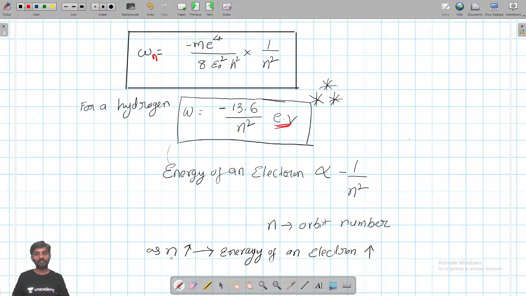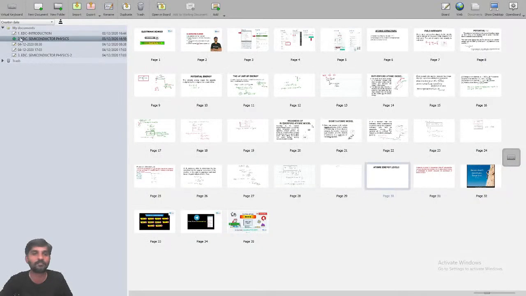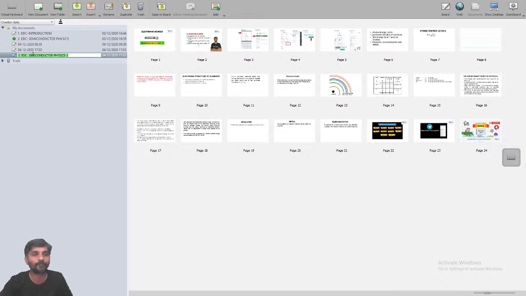So as the n value increases, the energy of electron increases. What it means, sir? When electron is trying to go away from the nucleus, its energy is increasing. Or when electron gets some energy, it will try to move away from the nucleus. That is what the statement is. So this is what we have discussed in yesterday's class. Now let us move on to today's topic.